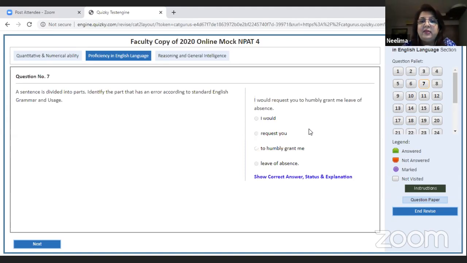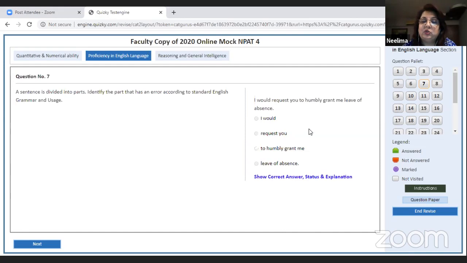So if you look at the 7th question, I would request you to humbly grant me leave of absence. I would, no error. Request you, no error. To humbly grant me. Now humbly is an adverb which should be close to the verb it is modifying. So the verb here is request. So humbly should be close to request and not after to.